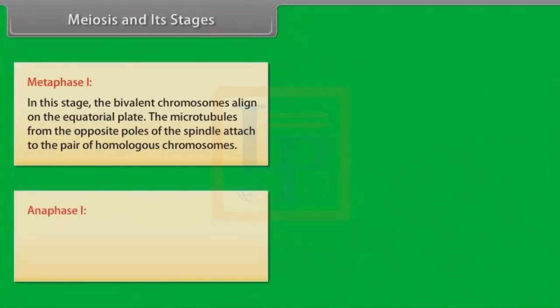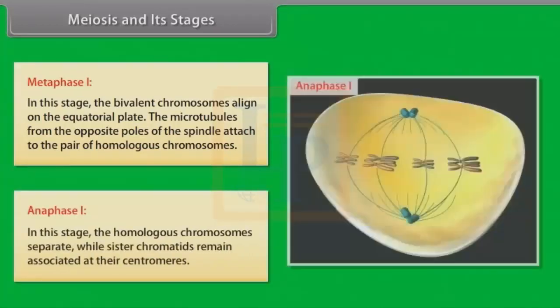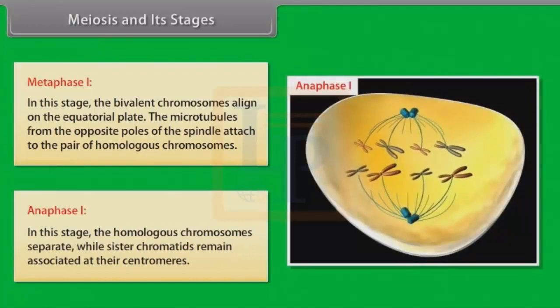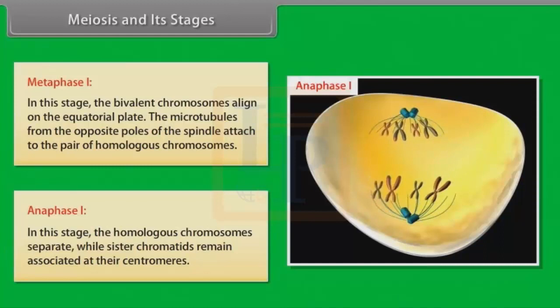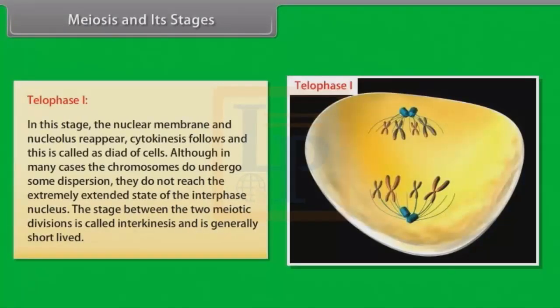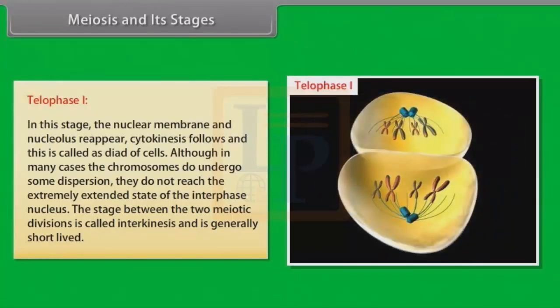Anaphase I is the next stage. In this stage, the homologous chromosomes separate while sister chromatids remain associated at their centromeres. Anaphase I is followed by telophase I. In this stage, the nuclear membrane and nucleolus reappear, cytokinesis follows, and this is called the dyad of cells.